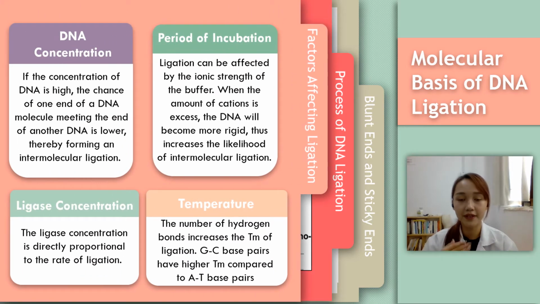So now I will briefly talk about the factors affecting ligation. The first factor is DNA concentration. When the concentration of DNA is high, the chance of one end of a DNA molecule meeting the end of another molecule is higher. Therefore, it will form intermolecular ligation. In other words, when the concentration of DNA is low, it will form intramolecular ligation.